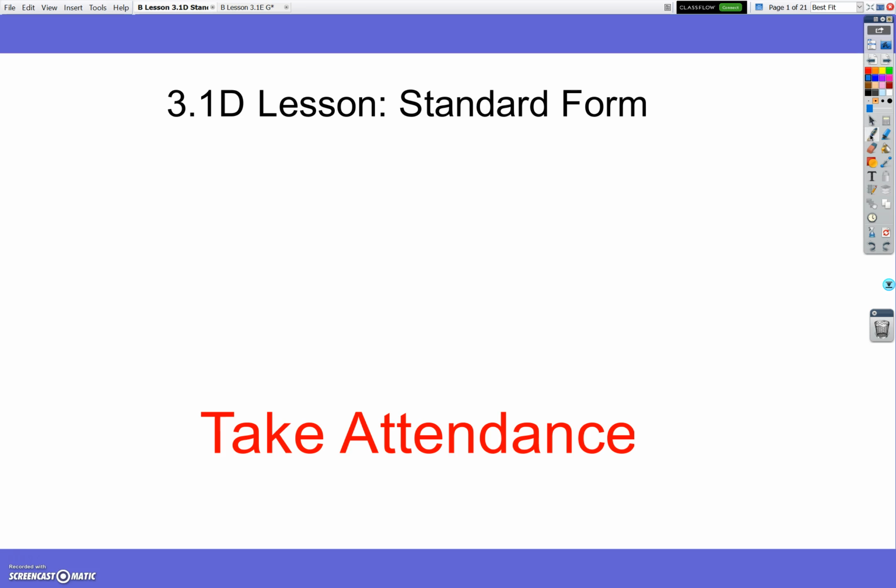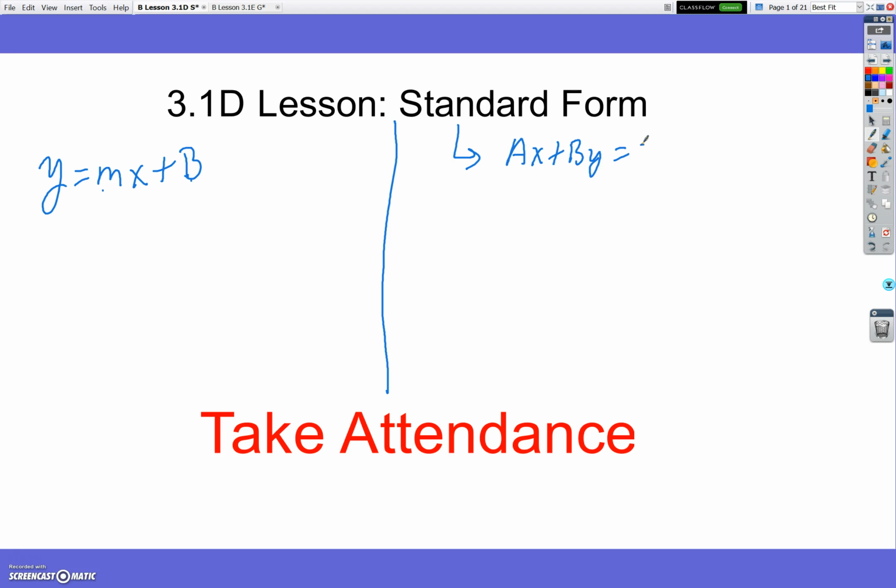So what we're going to be looking at is standard form. This also describes a straight line, but it looks different. The previous form we looked at was slope-intercept form, which is y equals mx plus b. We said m was the slope, b was the y-intercept. What we're going to look at now is standard form, and standard form will look like ax plus by equals c.